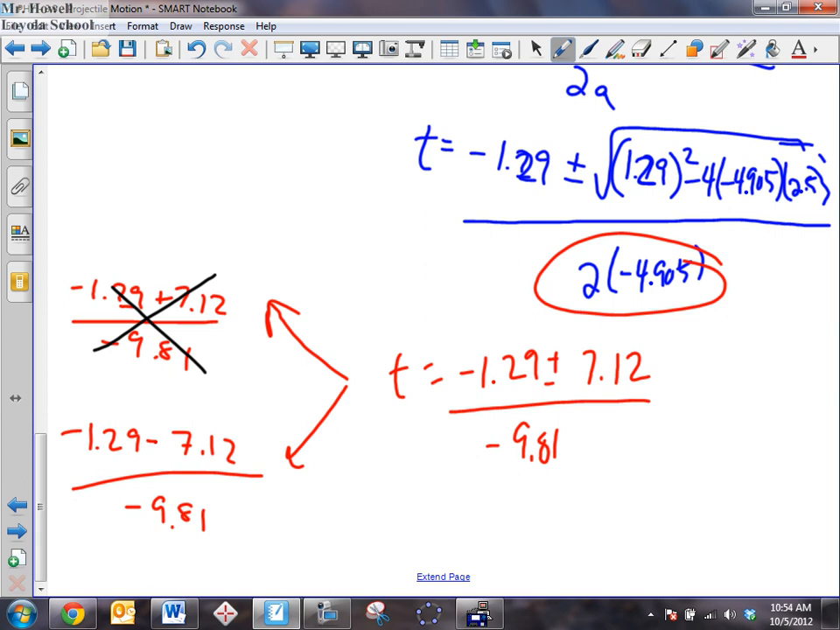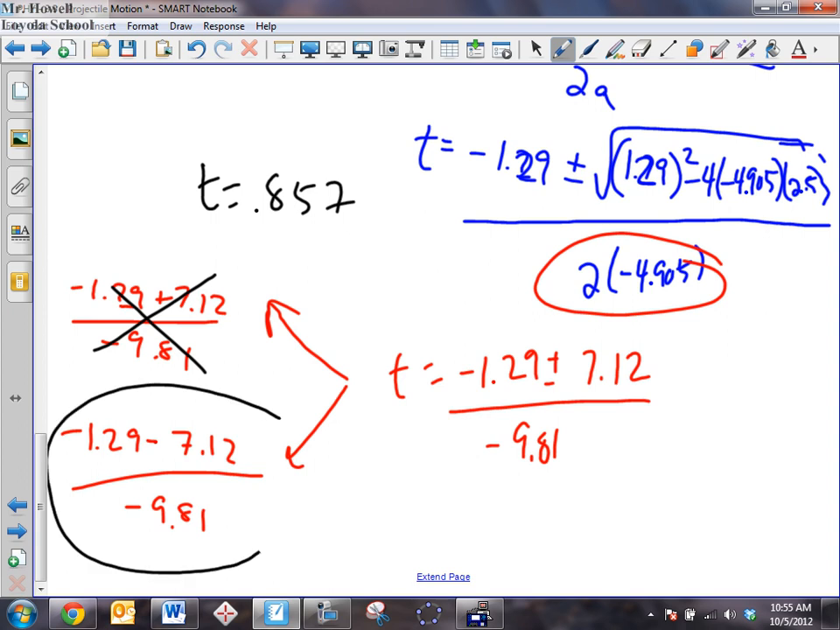Negative 1.29 minus 7.12. Enter. That's negative 8.41 divided by negative 9.81. 0.857. We agree or disagree? Did you all check, I hope? Again, this is from this answer right here. Positive 0.857 seconds.